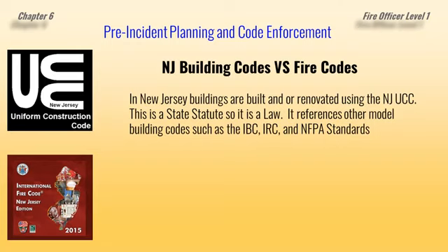So in New Jersey, we have the Uniform Construction Code. How this is applied is that the Uniform Construction Code is a state statute. It's a law, all right? And it references other model codes, such as the International Building Code, the International Residential Code.